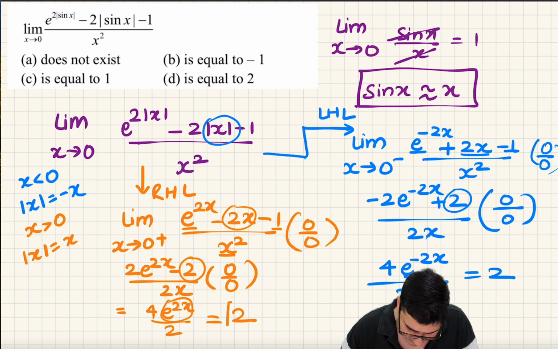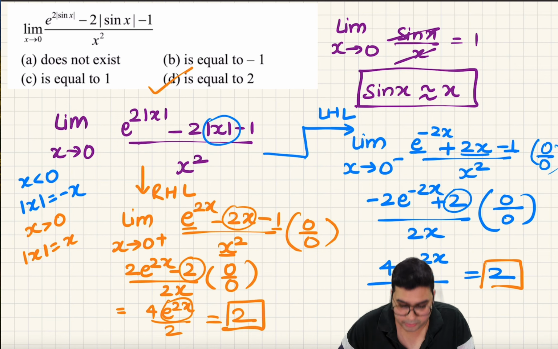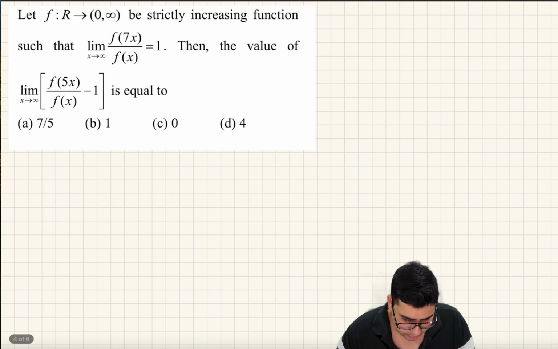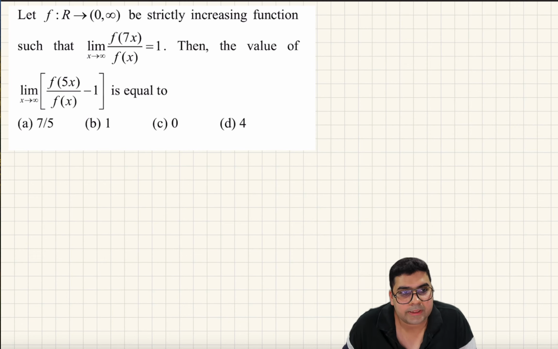And I see that LHL is equal to RHL. So limit does exist and is equal to 2. So that's question number 2. Okay, now moving on and let's talk about this question.